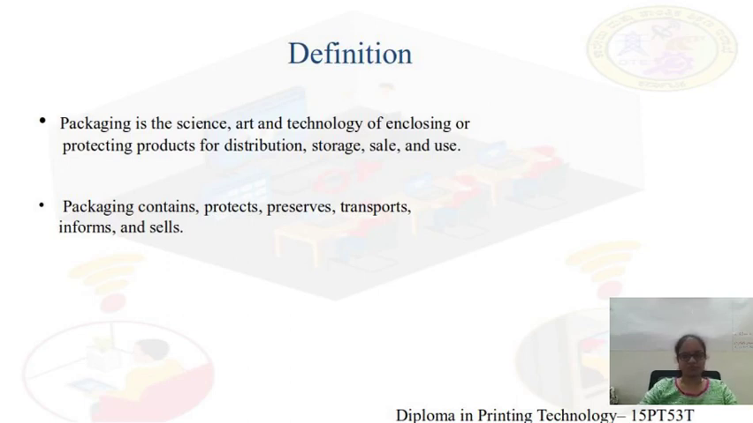Informs. How does it inform? There are a lot of artworks involved on the packaging. It gives the information about the brand, about the name of the product, about the storage of the product, about the life of the product. So a lot more information is available on every packaging, and also it greatly helps from a selling point of view.